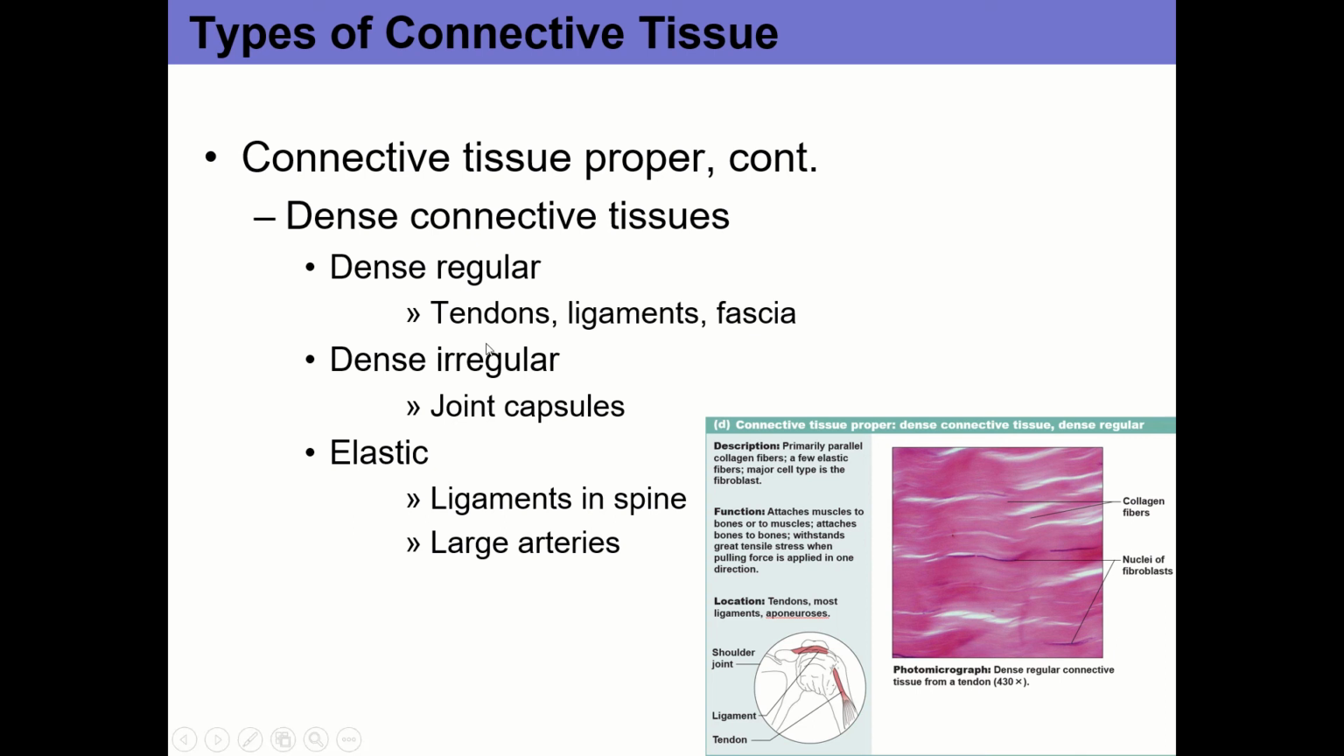So we've got our dense regular connective tissue, and this is a picture of dense regular connective tissue here. Regular versus irregular, what that deals with is the direction that the collagen fibers run.